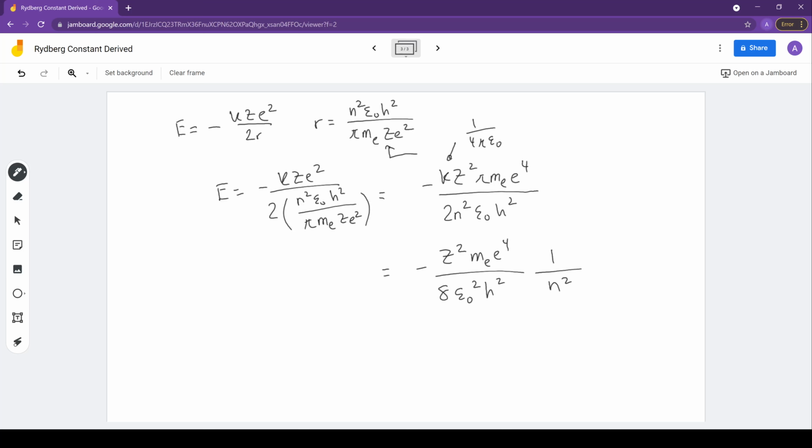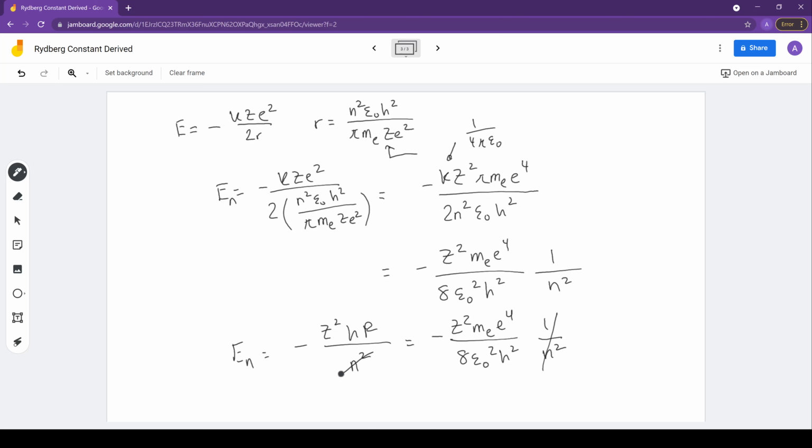And I'm just separating this 1 over n squared out so you see that this looks like the energy equation that we talked about in the last video, right? That was the energy equation for a single electron ion or atom. We said that the energy levels are given by negative Z squared h, which is Planck's constant, times the Rydberg constant, divided by n squared. And now we can match our terms and figure out what the Rydberg constant is. So let's do that. We set this equal to negative Z squared m_e e to the fourth divided by 8 epsilon naught squared h squared times 1 over n squared.